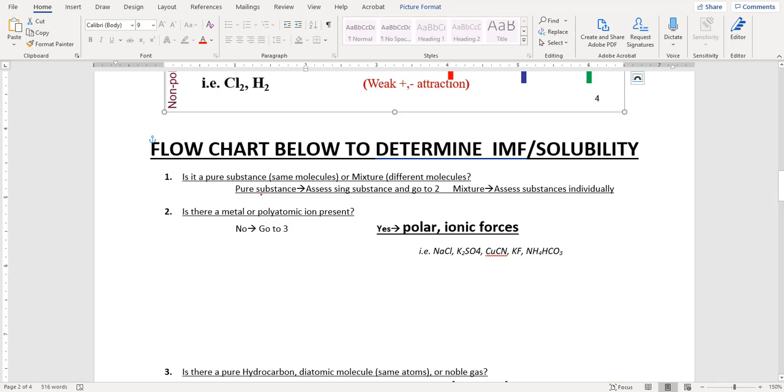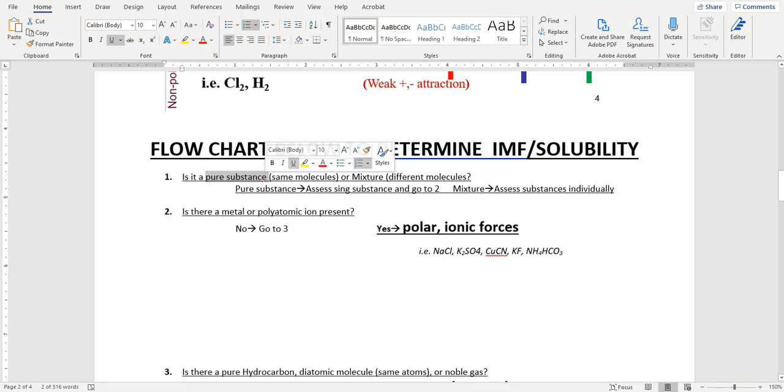So the first thing we do is: are we dealing with a pure substance molecule or a mixture? And I will let you know. If it says something like mixed in water, then it's a mixture. If it says pure substance, then it's only the same molecules. So if you're dealing with a pure substance, then you just have to figure out what the intermolecular force is by drawing the same molecule twice.